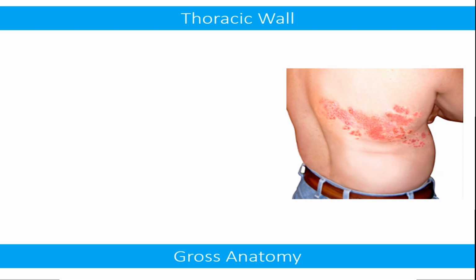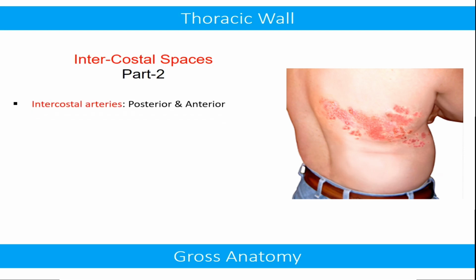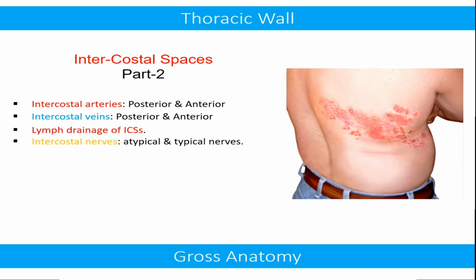The topic of discussion for today is part second of the intercostal spaces. At the end of this session, the participant should be able to describe intercostal arteries, both anterior and posterior, should be able to describe intercostal veins, both anterior and posterior, should be able to describe lymphatic drainage of intercostal spaces and intercostal nerves, both typical and atypical.